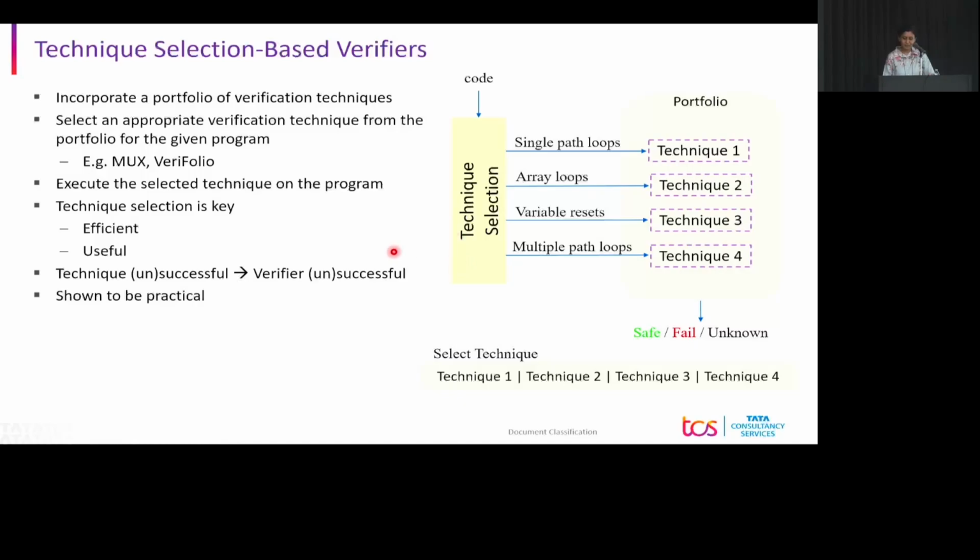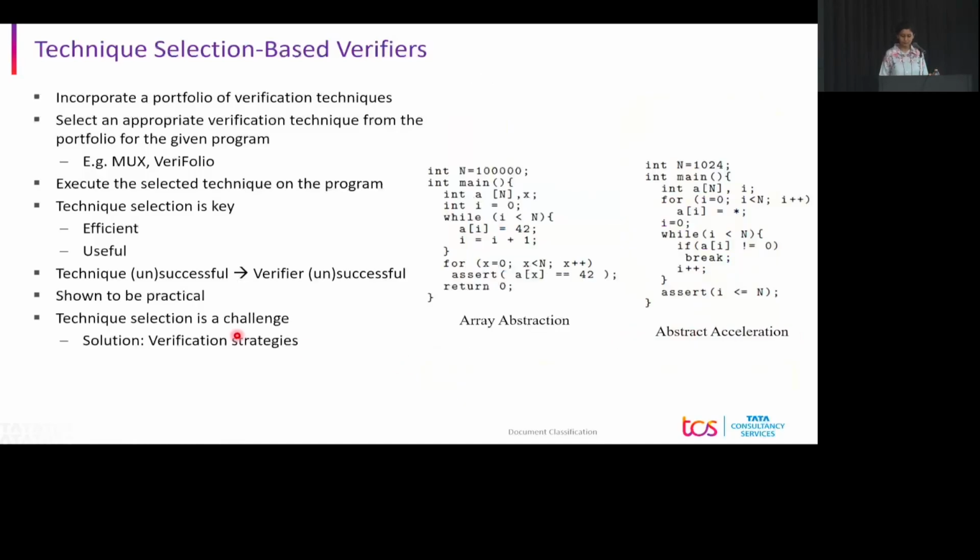So this is another representation. And useful tools, Mux and Verifolio, implement this technique selection. So one thing is, for the programs we saw, if the program has single path loops, or if it has arrays, or if it has resets or multiple paths, you could decide to apply some technique or the other. So selecting one of the techniques, and the result of the technique would be the result of the verifier. It is practical and it has been used. But let's look at these 2 programs now.